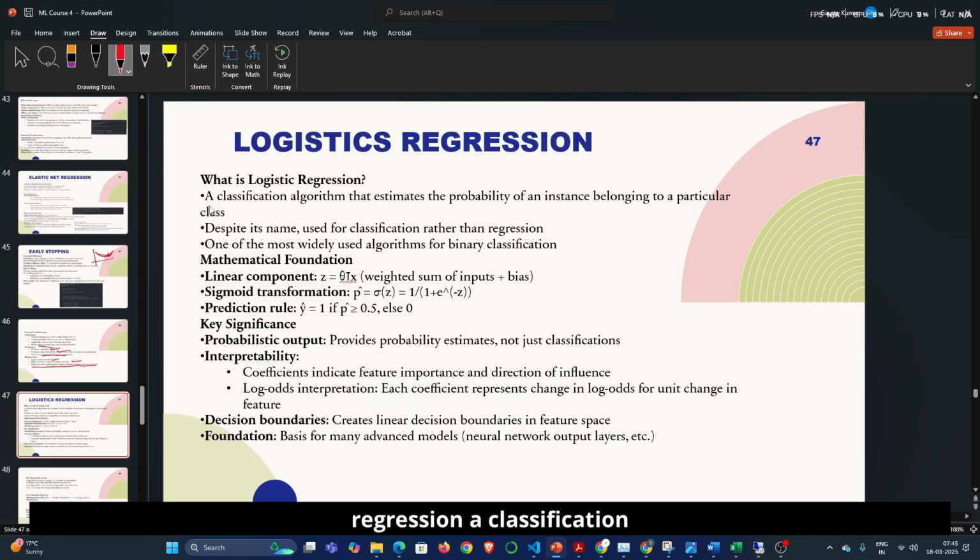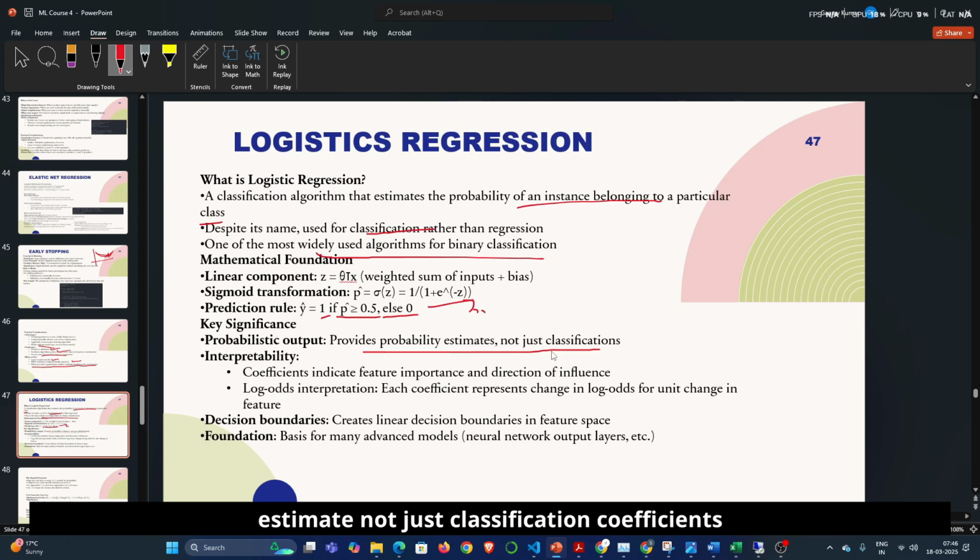Logistic regression is a classification algorithm that estimates the probability of an instance belonging to a particular class. Despite its name, it is used for classification rather than regression, and is one of the most widely used algorithms for binary classification. I have told you this. If the probability is more than this threshold, then 1, otherwise 0. So this is our decision boundary. It provides a probability estimate, not just a classification. Coefficients indicate feature importance and direction of influence. Makes sense, right? It creates a linear decision boundary in feature space, and is the basis for many advanced models.